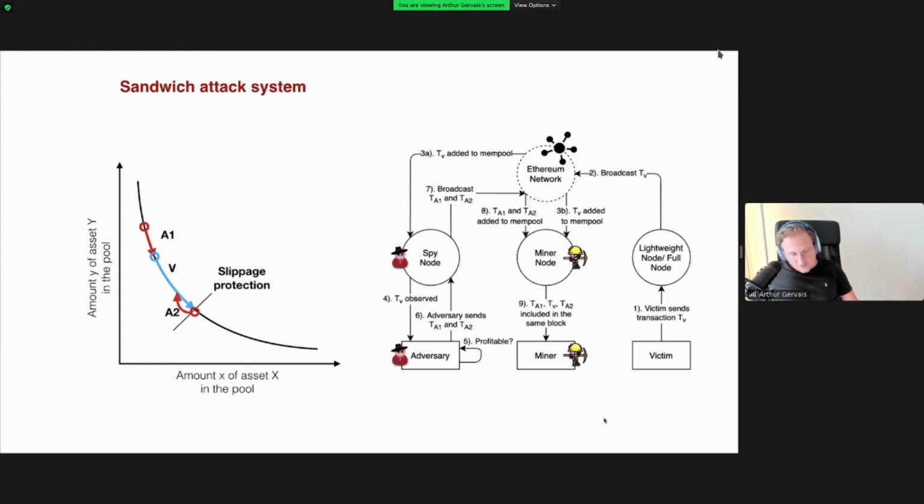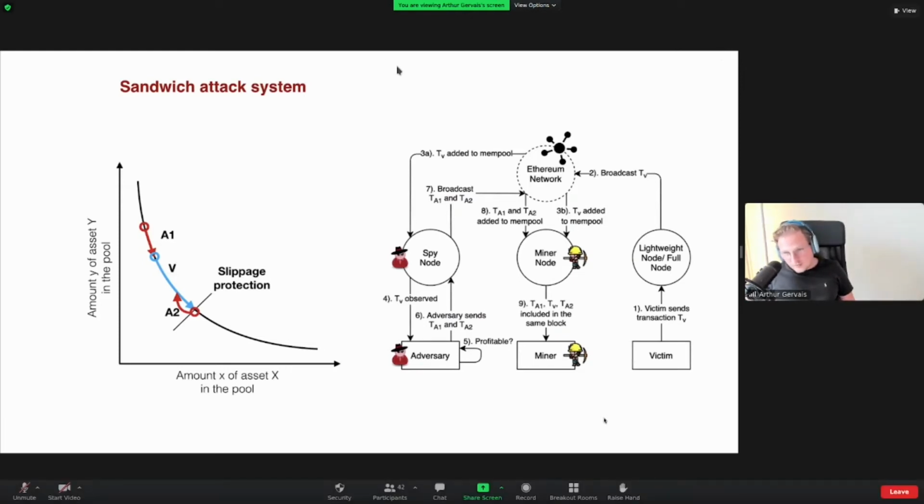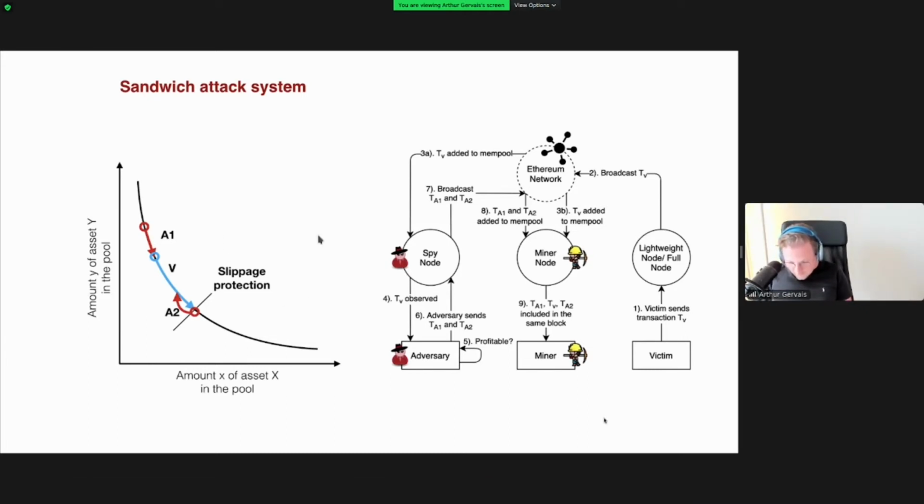Fair enough. So how does this system look from a technical perspective? That's a high-level system diagram. Let me walk you through it carefully. At first we have a victim, right? The victim sends a transaction to its node. For example, this could be you going onto the Uniswap website, with MetaMask installed, and you click on swap on Uniswap. Then your MetaMask will send your transaction to your closest Ethereum node, for example Infura, and you broadcast this in the Ethereum peer-to-peer network.